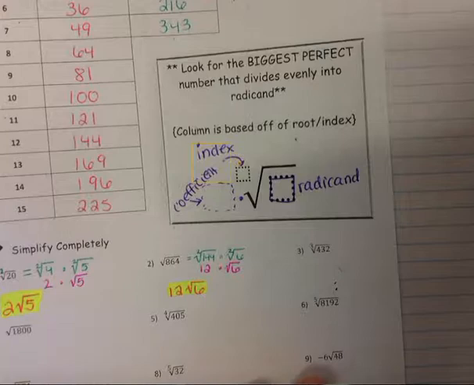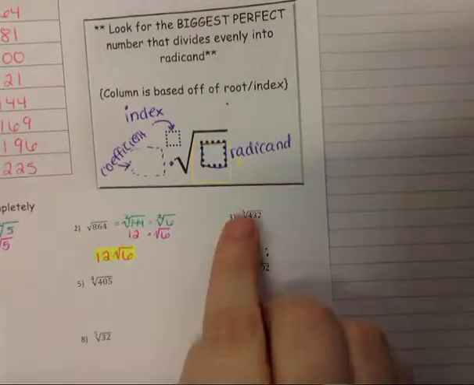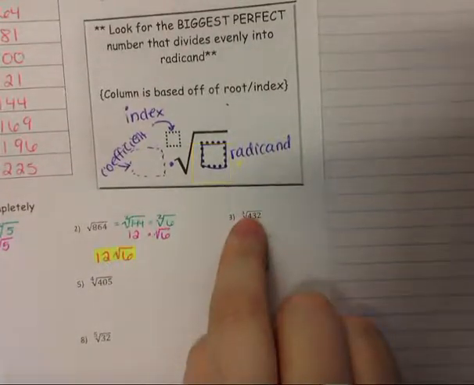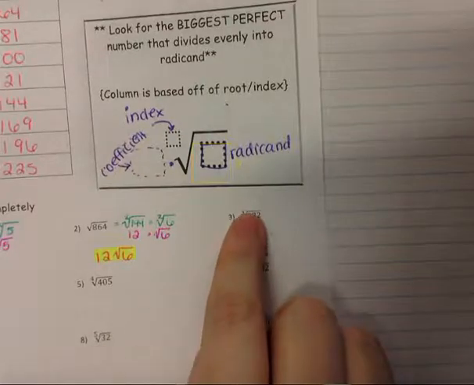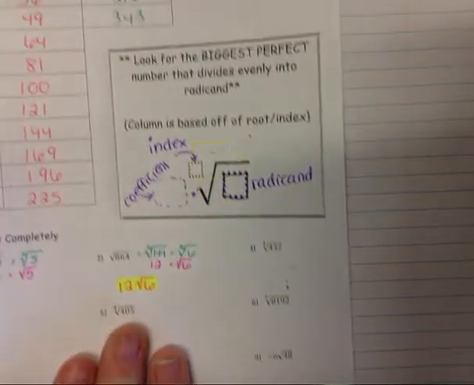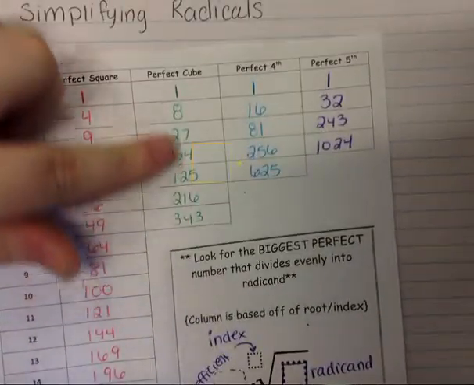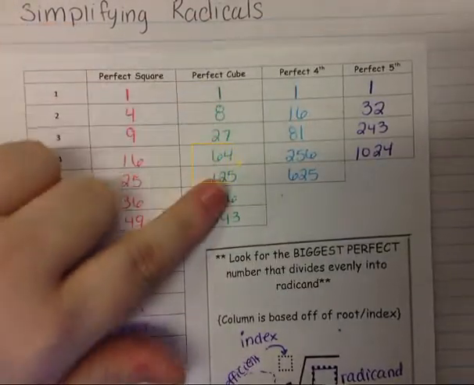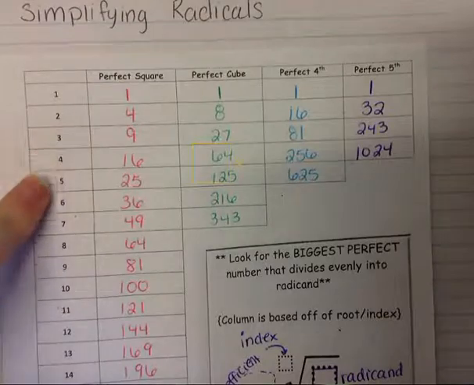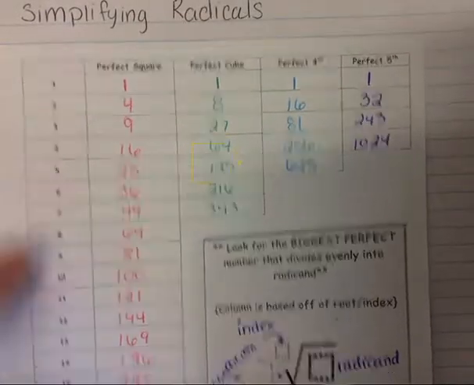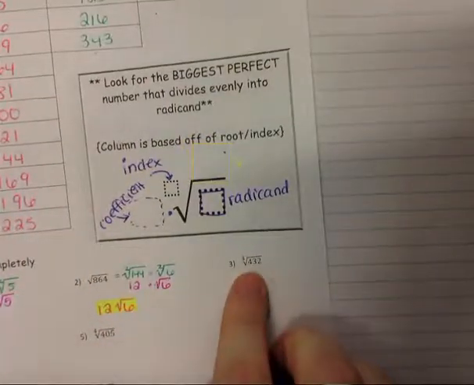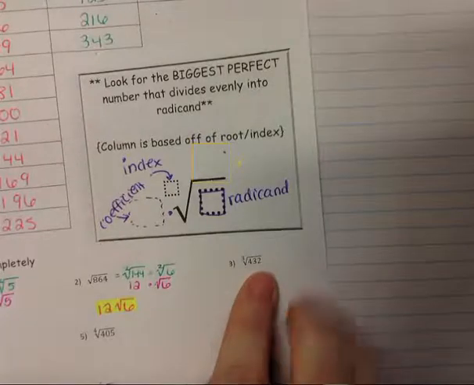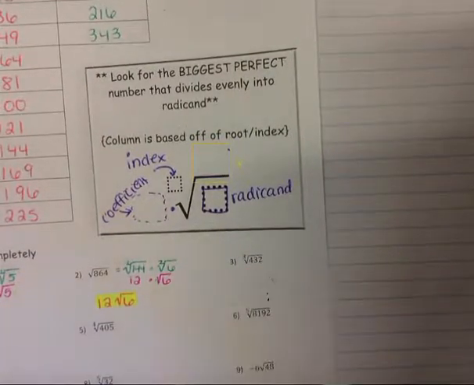So I'm going to go a little bit quicker through these next ones. On this third one, notice that the index has an actual number in there. That is a 3. That means we have to specifically look at this column. But when we find the perfect number that goes into it, we still know that our answer will come from here. So we have the cube root of 432.